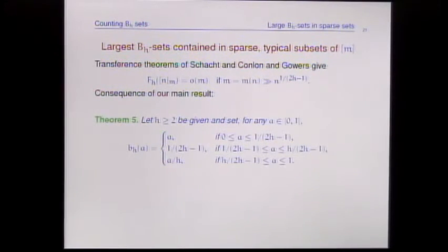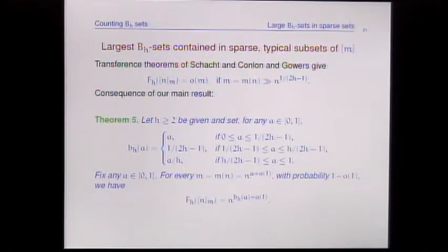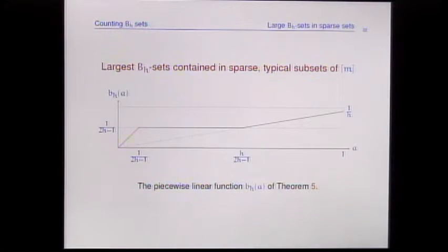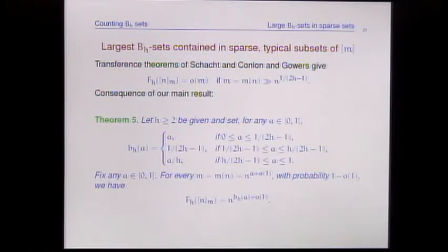And to describe the result, let me do the following. So here's the theorem, or the beginning of the theorem. In the theorem, there is some piecewise linear function. It's linear at the beginning, then it's flat, it's constant. And then after a over h it's linear again, with coefficient 1 over h. Let me show you, this is the graph. I need this piecewise linear function b_h of a to describe the theorem.